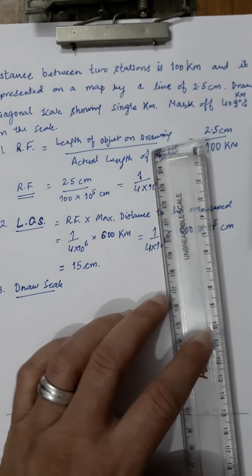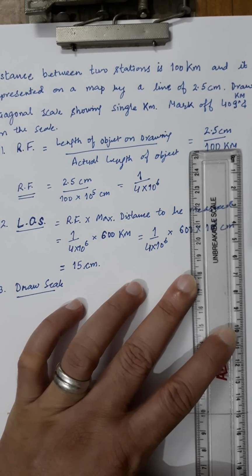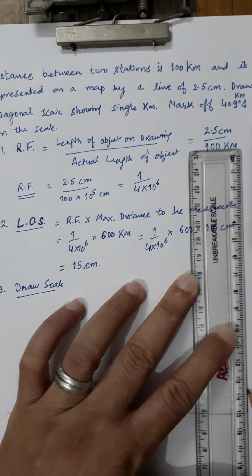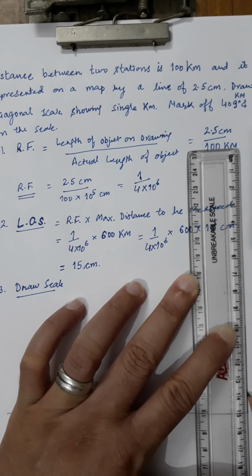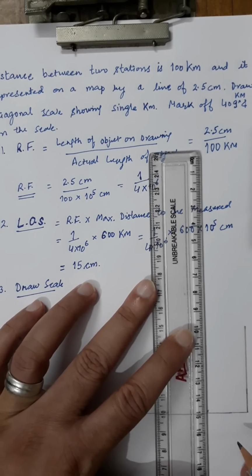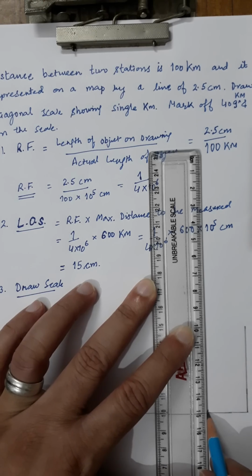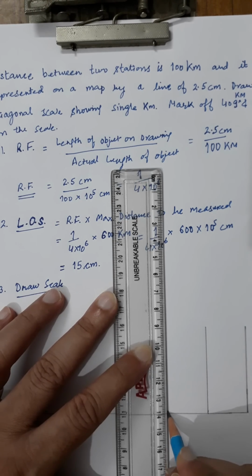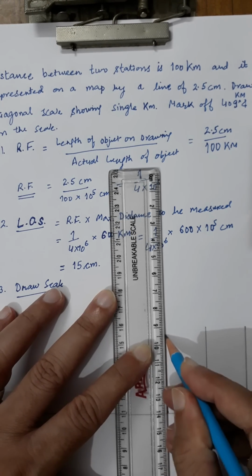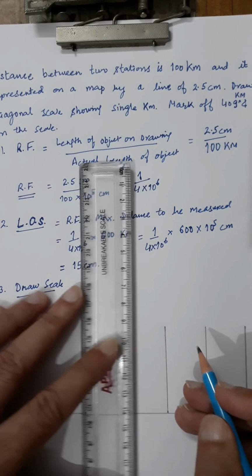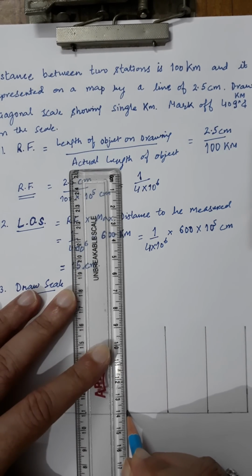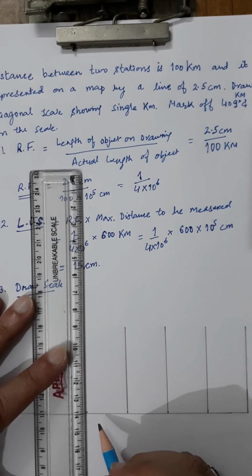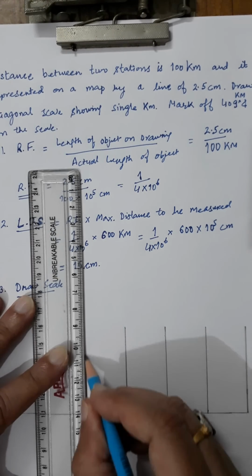Then you take the height as 50 mm for the diagonal scale. You have to take the height as 50 mm. So I am drawing all the divisions here and raising them to a height of 50 mm.